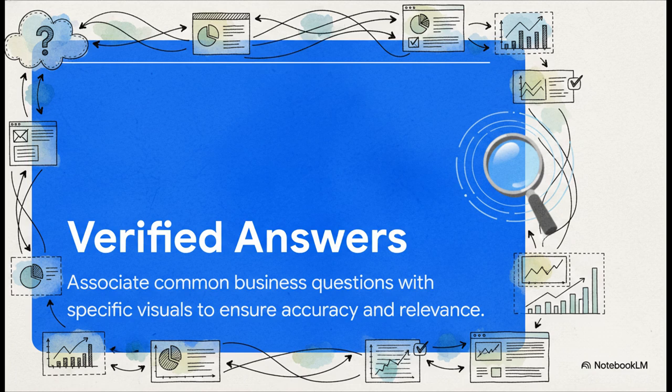Next up, you can basically pre-program accuracy right into the system. This is done with something called verified answers, which are kind of like a curated FAQ for the AI. You think about the common questions your team is going to ask, and then you link them directly to a perfect, pre-made visual that you already know is 100% correct.